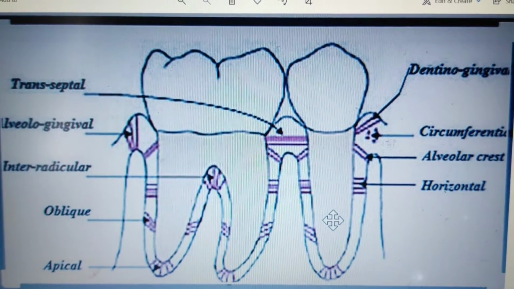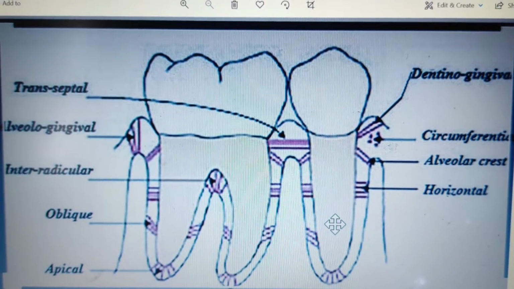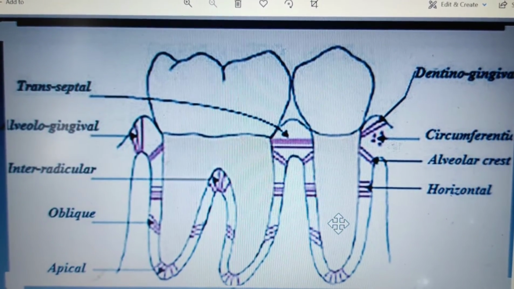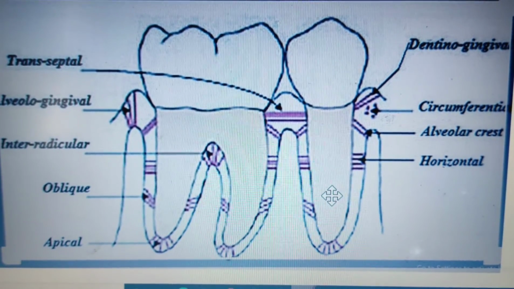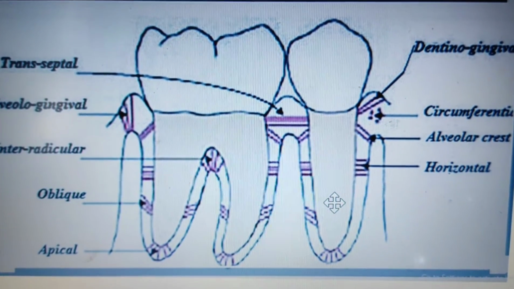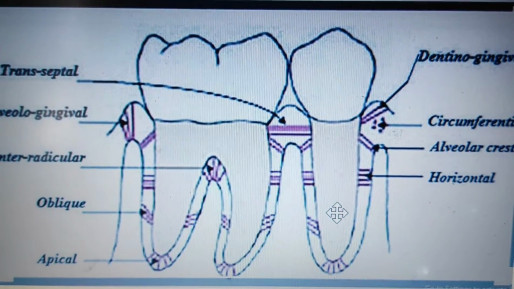Hello friends, in today's video we will discuss the fibers of the periodontal ligament. The principal fibers of the periodontal ligament are arranged in 6 groups: transseptal fibers, alveolar crest fibers, horizontal fibers, oblique fibers, interradicular fibers and apical fibers.